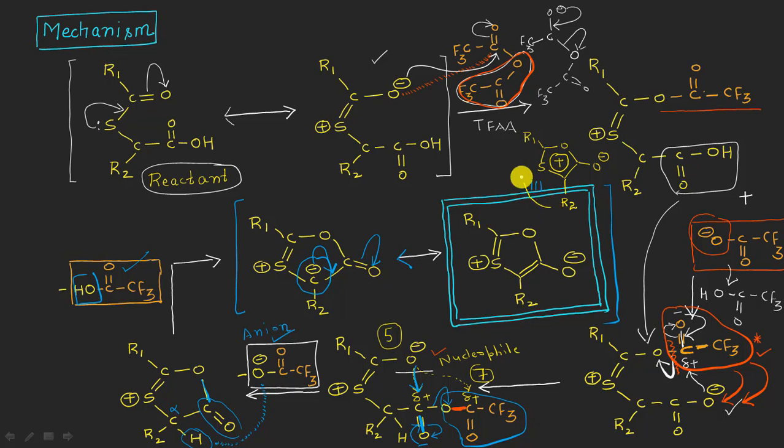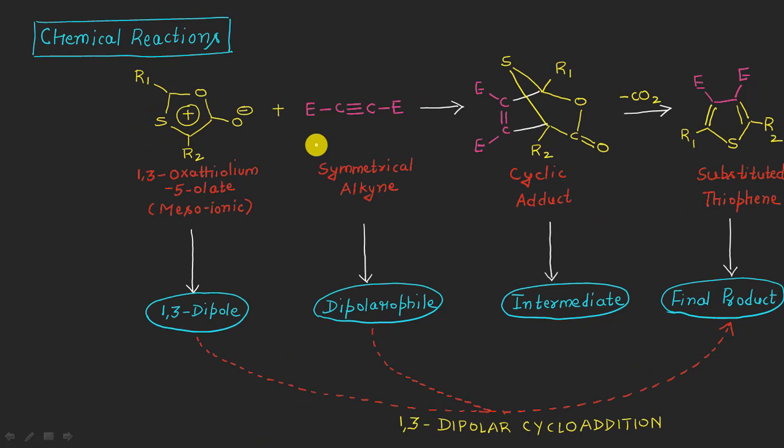And this is my 1,3-oxathiolium 5-olate meso-ionic molecule, for which we are trying to carry out this reaction starting from this type of reactant and using trifluoroacetic anhydride as our reagent, which is actually a sort of dehydrating agent. And this whole reaction, we can give a name to this. And what is that? It is a cyclodehydration reaction. And now let's talk about the chemical reactions for this meso-ionic molecule.